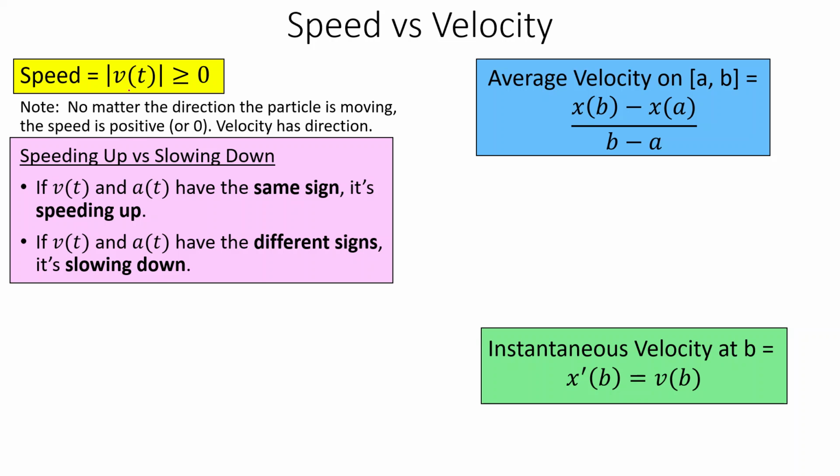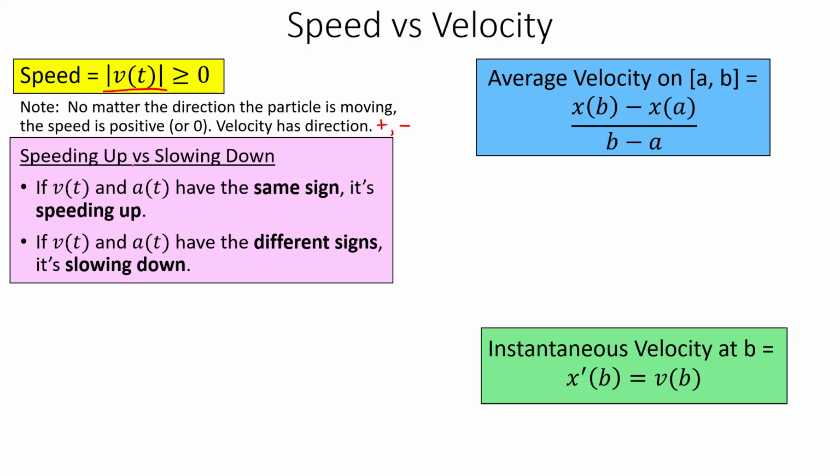Speed does not have a direction. So when you're in your car and you're driving, it's going a certain speed. It's almost always going forward, so the velocity is almost always positive. If you put it in reverse, the velocity is negative, but the speed is still positive. Speed is the absolute value of the velocity, so it's always greater than or equal to 0. Velocity could be positive or negative, speed cannot.